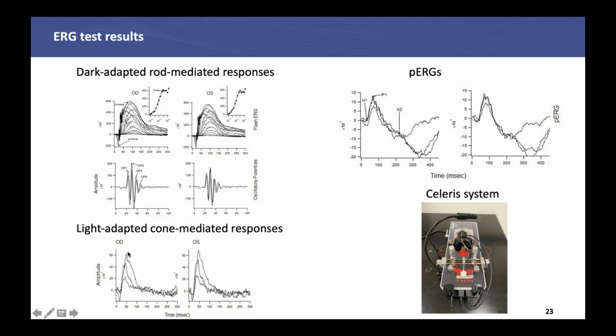Our light adapted ERGs, in this particular example, they're a little bit noisy, but they're still very good and still very robust. We will try also to go after the photopic negative response, but that's a difficult one to get in the mouse, I think, in my experience.